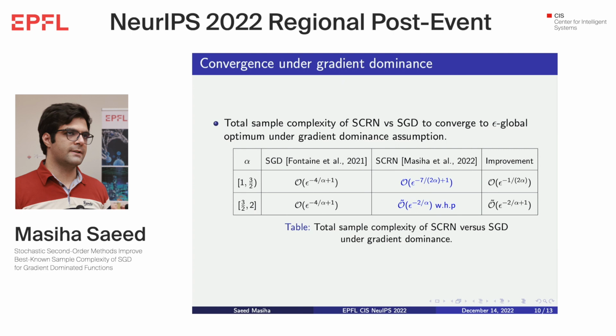Here is our result. We prove that the total sample complexity of SCRN under the gradient dominance assumption is as follows for different values of alpha in order to converge to epsilon global optimum point. And there is improvement of SCRN over SGD. For example, the largest improvement here is for alpha equal 1. SGD for alpha equal 1 has a sample complexity on the order of epsilon to the power minus 3, and SCRN has a sample complexity on the order of epsilon to the power minus 2.5. And for alpha equal 2, they are the same.